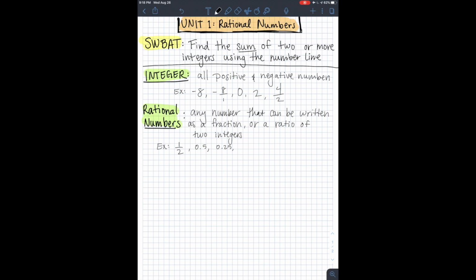Some examples are 1/2, 1 over 2, 0.5, also 1/2, but written as a decimal, 0.25, 1 over 4, which is 0.25 written as a fraction, -8, like the same example that we had above, and -8 over 1. So all integers are rational numbers, but not all rational numbers are integers.